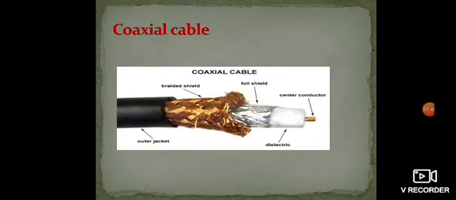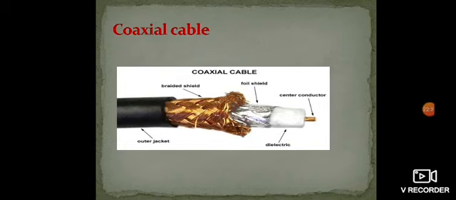Under the twisted pair cable, I have said that the twisted pair is not connected directly to our devices, and we need some connectors to be used. Like that, in our coaxial cable also we have some connectors, called Bayonet Neill-Concelman, the BNC connector, which is the best example of this connector.